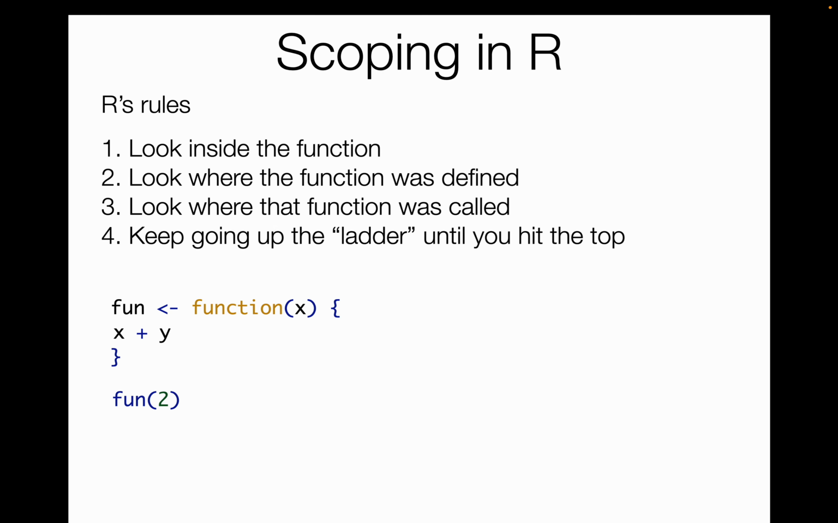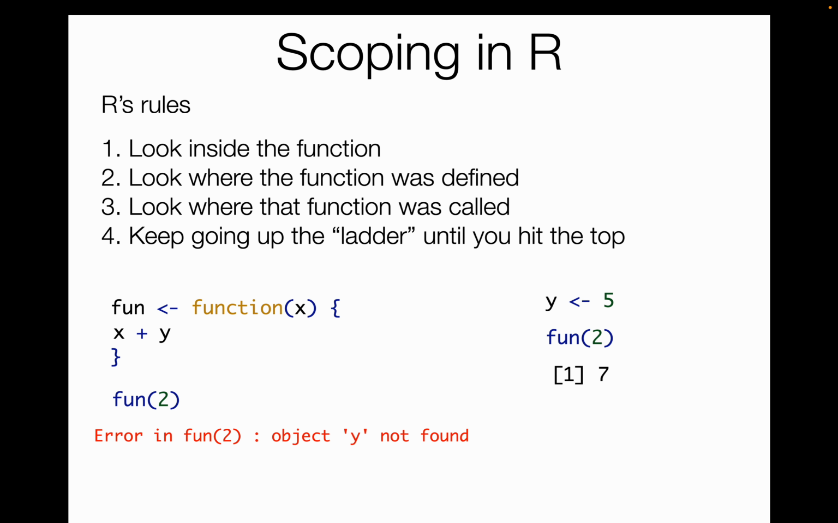So, as an example, if I run this function, I have a function, f of x, x plus y. I call fun of 2, I get an error. The reason why is it says object y not found, which makes sense because I haven't defined y. Inside of fun, I'm looking for y. I haven't found it. Okay, I say y is now 5, not inside of the function, but outside of the function. And I run fun again, and lo and behold, it gives me 7.